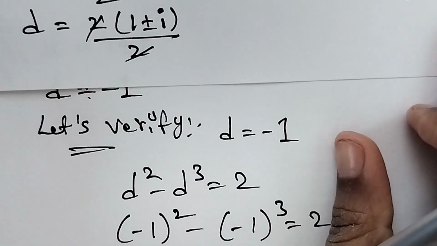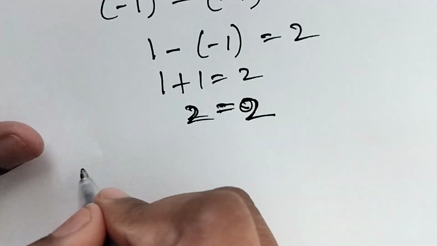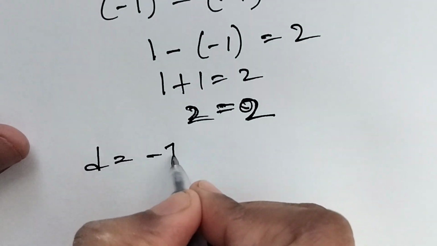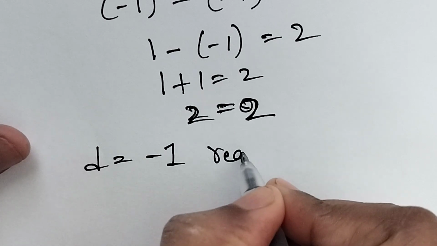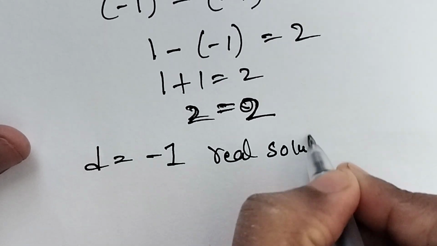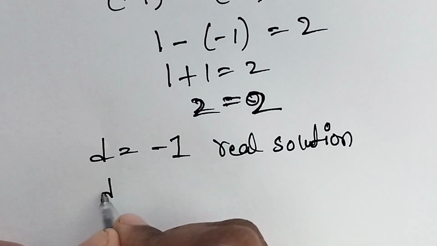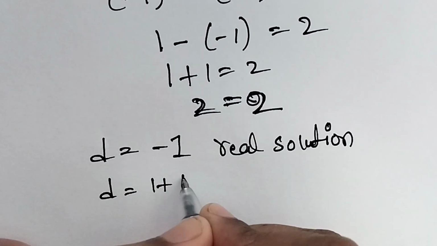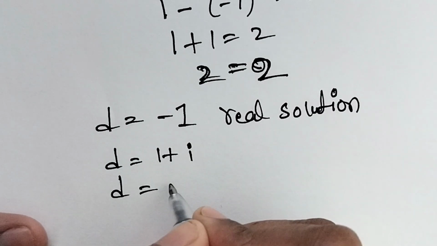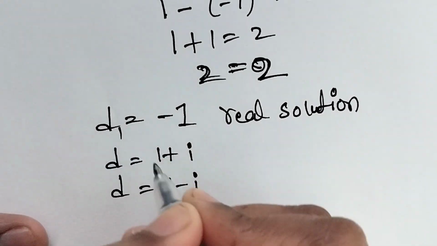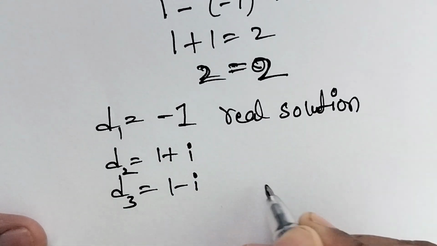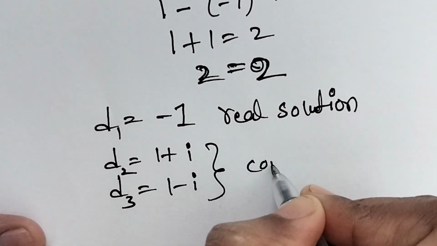So now d is equal to minus 1 is the real solution. And d is equal to 1 plus i, and d is equal to 1 minus i: d1, d2, d3. So these are complex solutions.